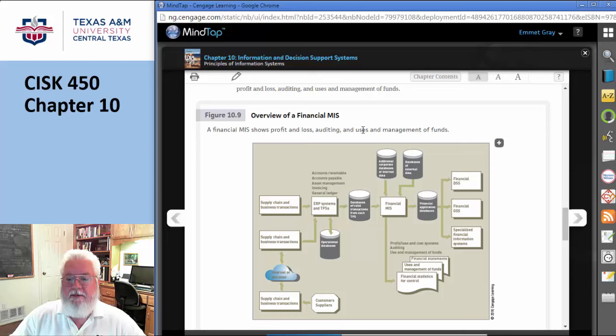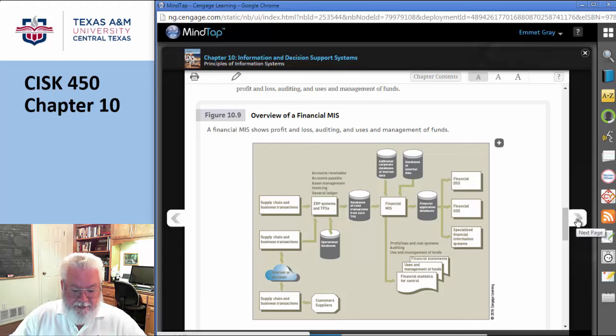Again, half of the screen is from Chapter 9, and this is Chapter 10 over here, where the TPS, whether or not it's inside an ERP, and then all of this financial stuff happens over here. Okay, cool.